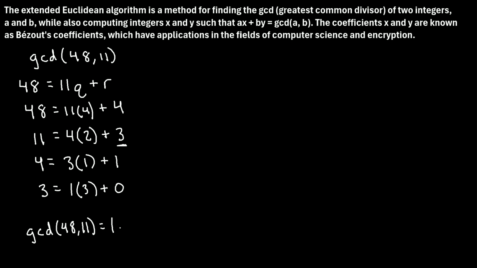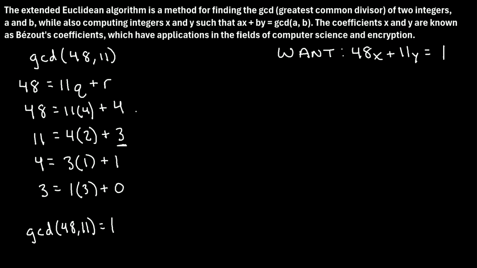Now we want to find Bézout's coefficients. So in other words, we want to write this equation right here. So ax plus by is equal to the greatest common divisor of a and b. So in our example, a and b are 48 and 11. So what we want to write, let's write this. We want this equation. 48 times x plus 11 times y is equal to the GCD of these numbers, which we just found is 1. So we can say is equal to 1. So we want to find what are x and y, Bézout's coefficients.